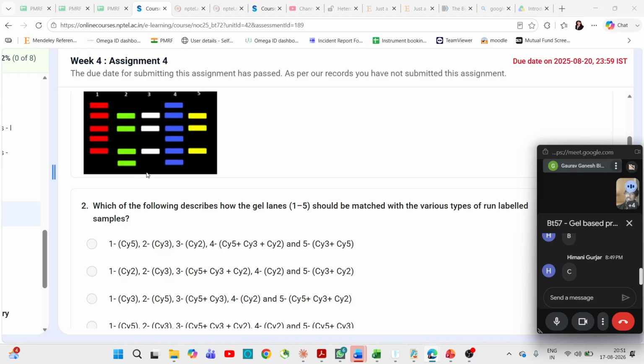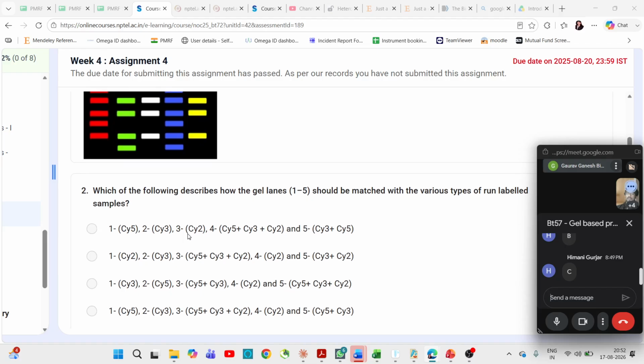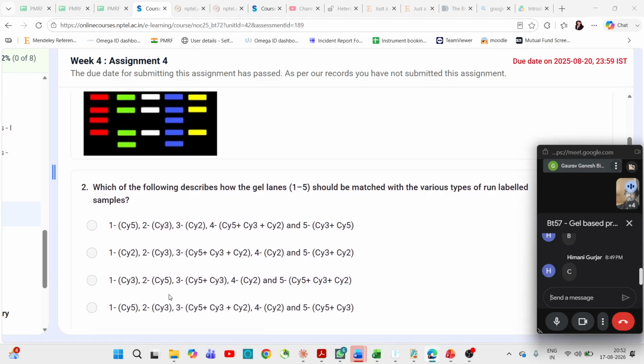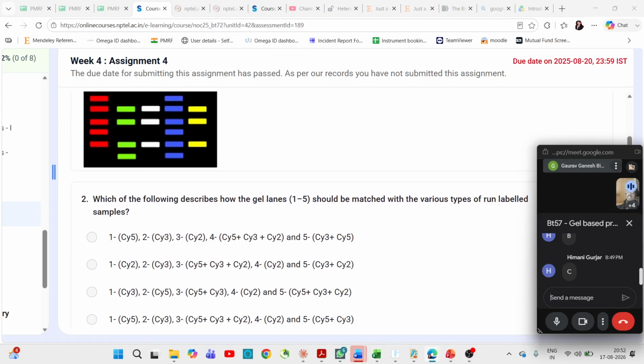So there are pooled samples as well. If you see this fourth one, this is a pooled sample of 1 and 2, right? If you compare the gel bands, 3 and 5 are the same, whereas 1 and 2 are pooled together in 4, or else you can also say everything is pooled together in 4. You need to check the options accordingly and then answer, and you also need to know which dye colors are what.